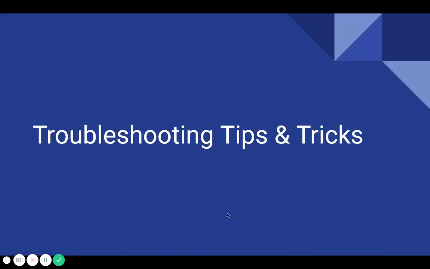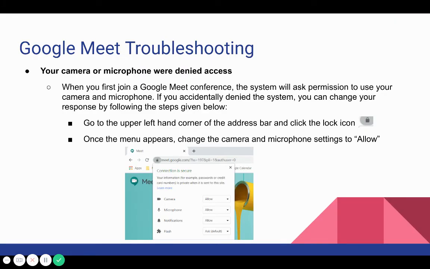Here are some troubleshooting tips and tricks. So if your camera or microphone was denied access, most of the time when you join a Google Meet conference, it will ask your permission to use your camera and microphone. If you accidentally deny that, you can change your response by going back up to the upper left-hand corner of your URL bar right here, and you will see a padlock next to the Meet URL address. When you click on that padlock, you can make sure that your camera and your microphone are both allowed if they have been shut off.